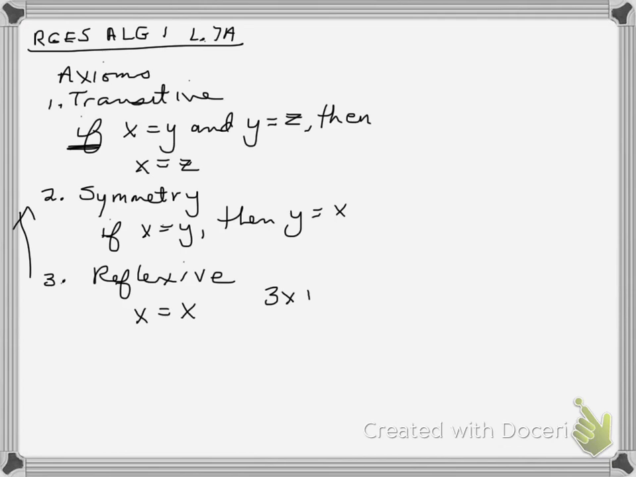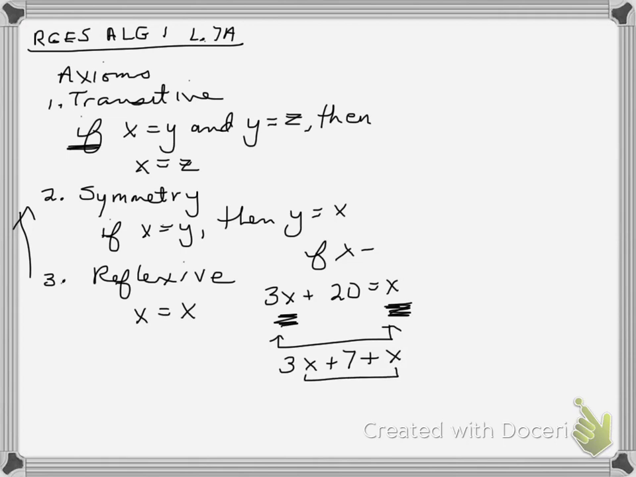If I say 3x plus 20 equals x, the reflexive property says that the x here and the x here equal the same thing. Let's see, we'll be able to add these together, or if I am substituting in an expression, I would be able to add these two together because the x equals the same thing in both places. If I'm substituting when x equals 2, I would substitute the same value in both places. So all of those ideas that you've been working with already come out of this reflexive property.